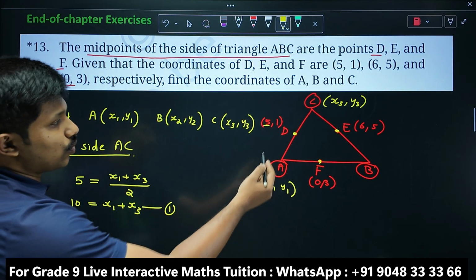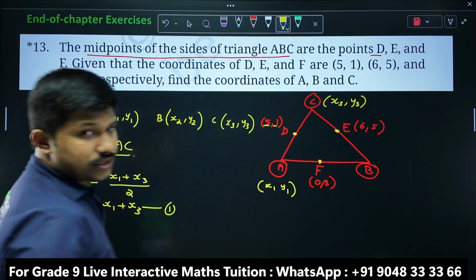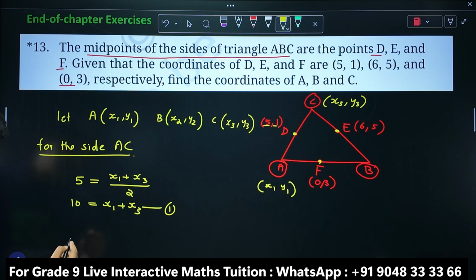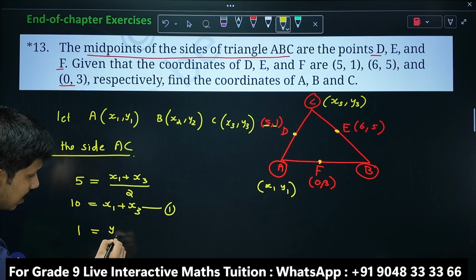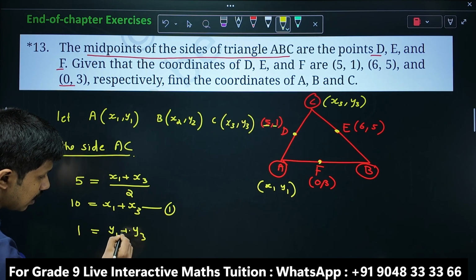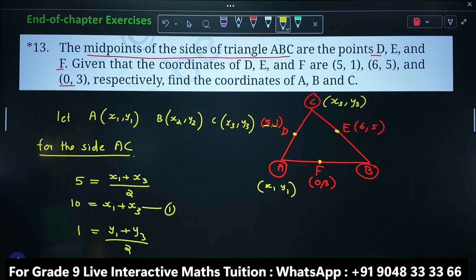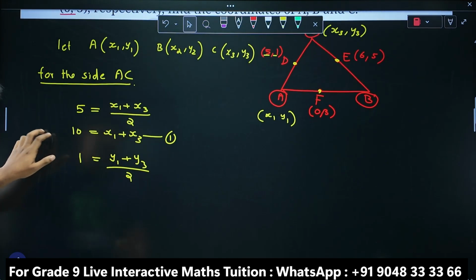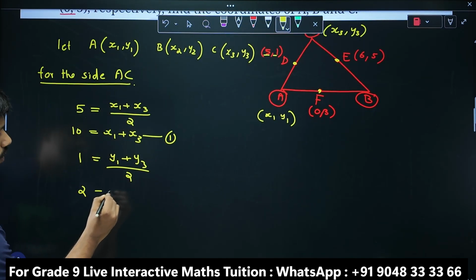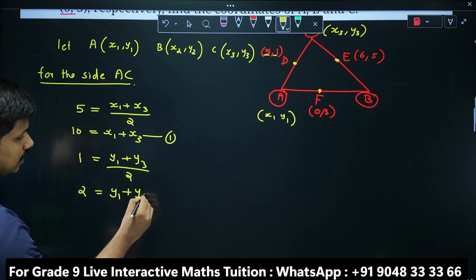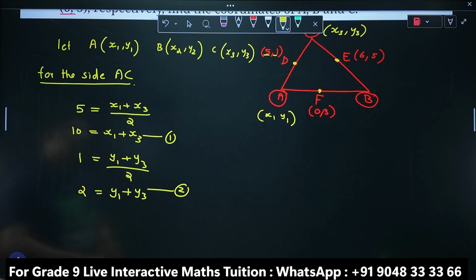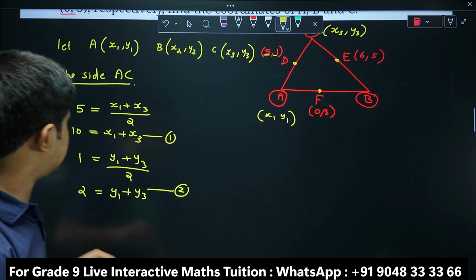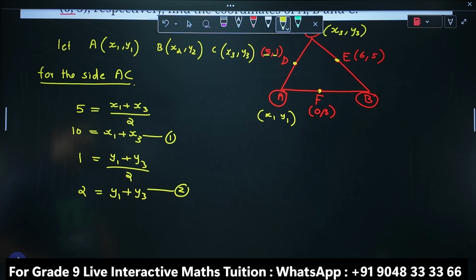Similarly, look at the y coordinate of the midpoint. According to the midpoint formula, 1 will be equal to (y1 plus y3) whole divided by 2. From that equation we get 1 into 2 equal to y1 plus y3. This is equation number 2. So from this side we get two equations, equation number 1 and equation number 2.